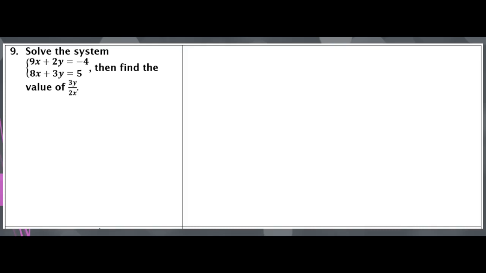Right now, everything is in standard form. So that means that x and y are both on the left side of the equation, and we have a constant number on the right side. So I think the easiest way to do this is going to be to solve by elimination.